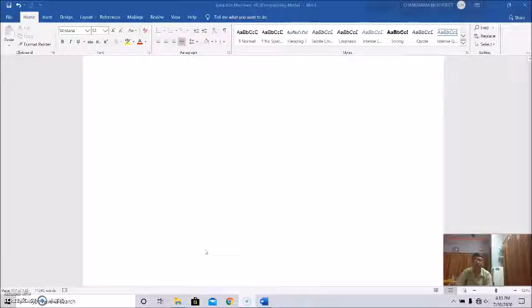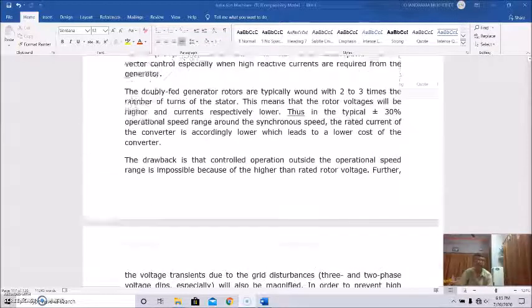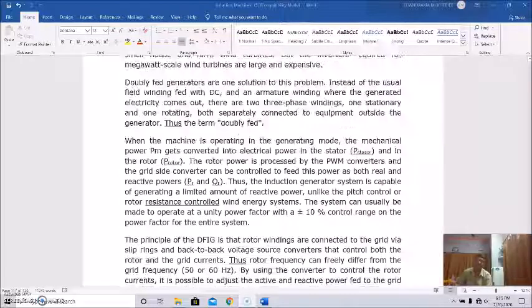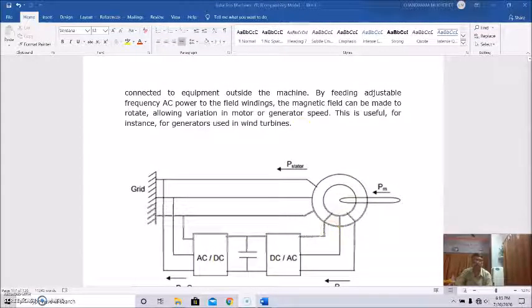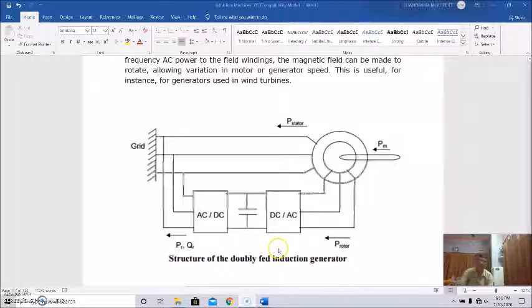So this is in short the doubly fed induction generator. It is an induction generator where both the stator side and rotor side supply systems are given, so that is why it is doubly fed. A back-to-back converter system is used here. So this is the schematic structure of the doubly fed induction generator.